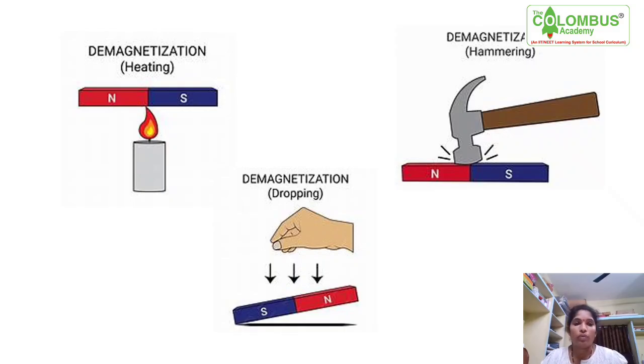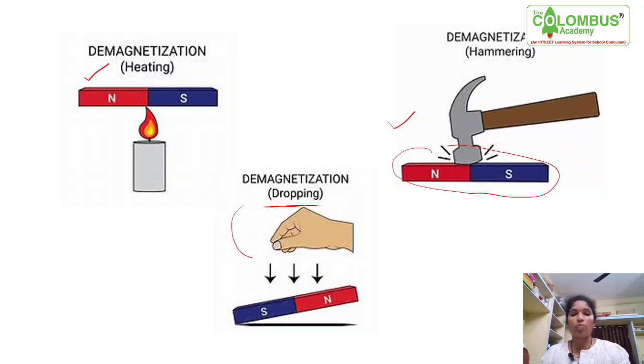The first reason is, yes, demagnetization happens when we heat the magnet. If you heat the magnet, obviously it will lose its magnetic property. If you hammer it, yes, then also the magnet will lose its magnetic property. Or if you drop the magnet from heights repeatedly, yes, then also the magnet will lose its magnetic property.